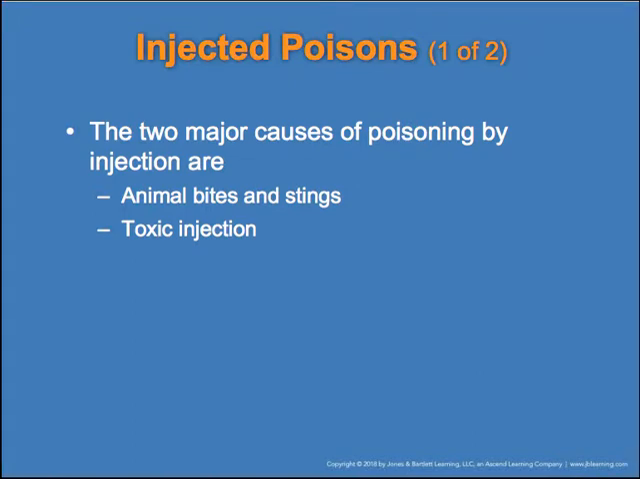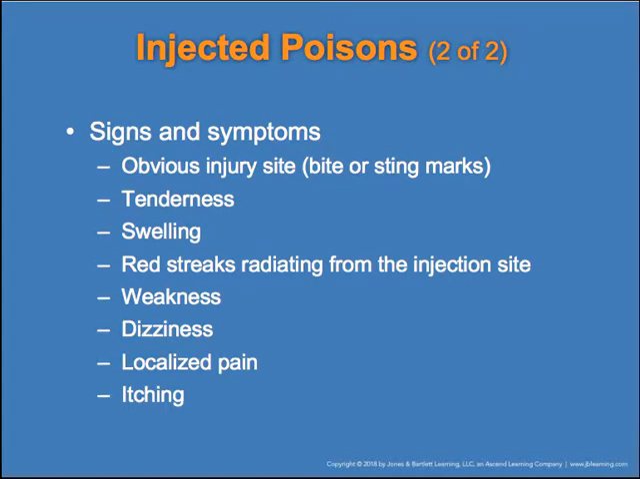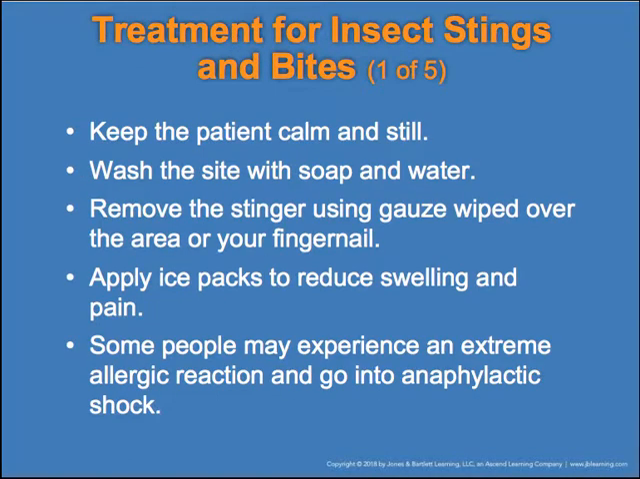Injected poisons. Two of the major causes of poisoning by injection are toxic injection, purposeful or otherwise, and animal bites and stings. Obvious signs and symptoms include an obvious injury site, right? You might see the redness, you might see the sting marks or the bite marks, tenderness, swelling, red streaks radiating from the injection site, weakness, dizziness, localized pain, and itching.